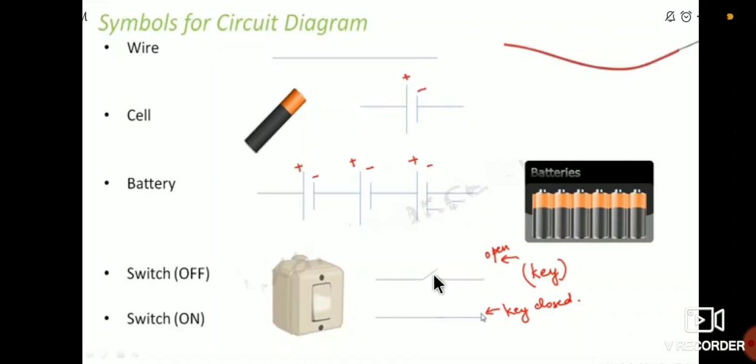See here, the gap will be there. Here a gap, this one gap. So here current will not flow from one end to the other. The connection will not allow the current to flow. Therefore, when the switch is off, the circuit is an open circuit. And now the switch is on. See here, next one, this is connected to this.